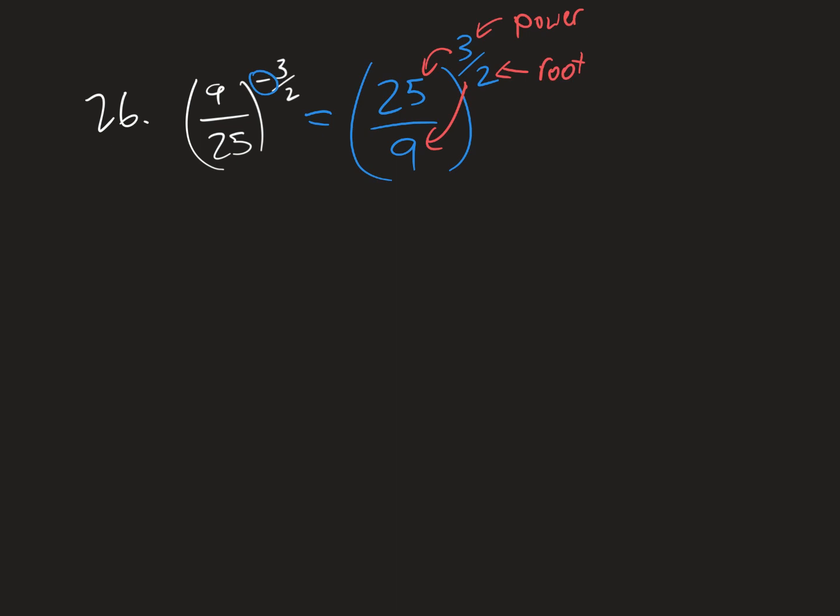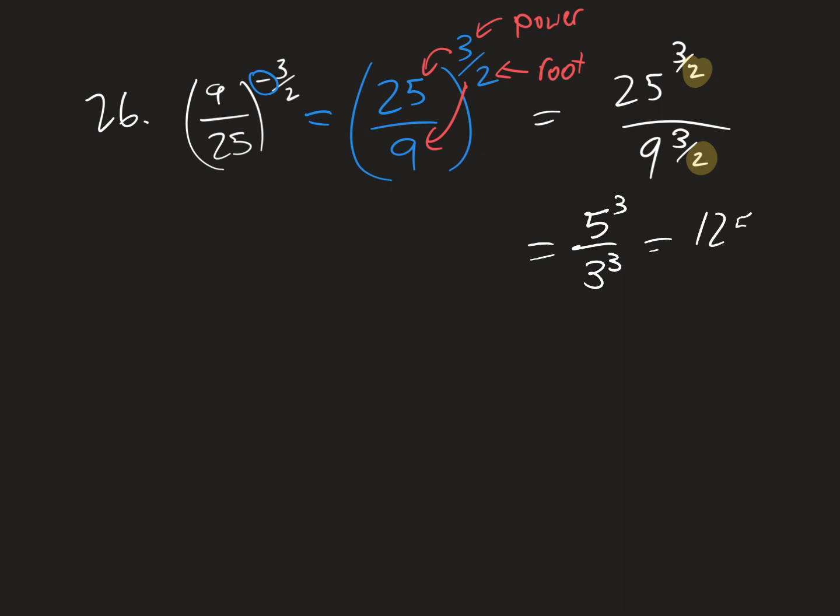Okay, so let's start by just saying, I have 25 to the 3/2 and 9 to the 3/2. If we start with just the root portion, you can ask yourself, well, what are the square roots of these numbers? So the square root of 25 is 5, and the square root of 9 is 3, and these are being cubed. Which means what do we get finally? 5 cubed is 125, and 3 cubed is 27, so 125 over 27.